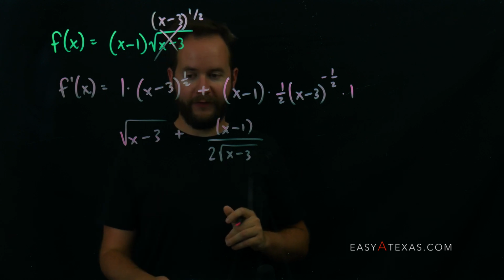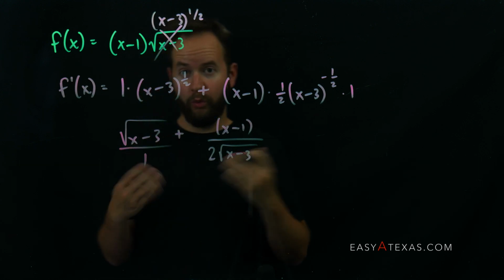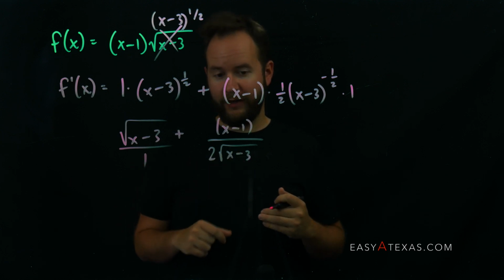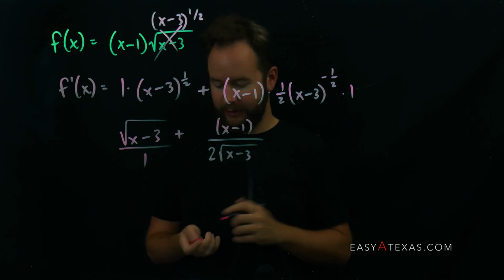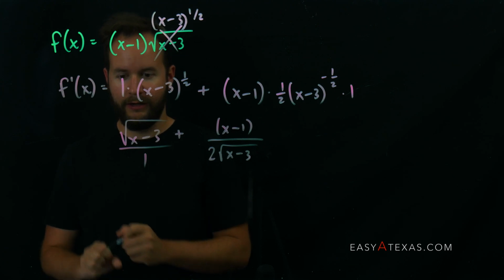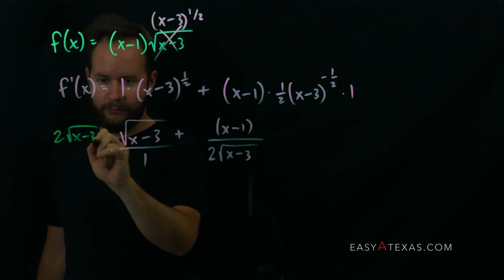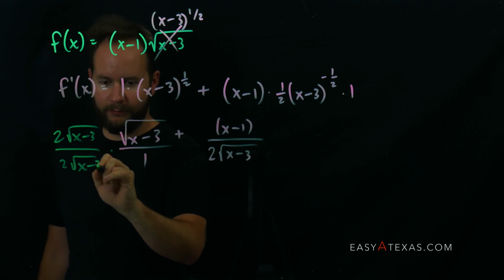So I want to point out that this guy's denominator is simply 1 because there was no denominator. And so this guy needs to pick up a 2 times the square root of x minus 3 in order to become a common denominator. All right, let's get a different color so we can see that just juxtaposed. We have 2 square root of x minus 3 over 2 square root of x minus 3.